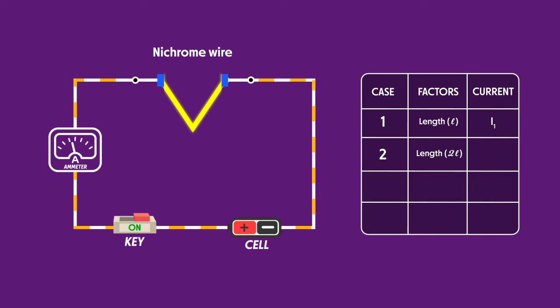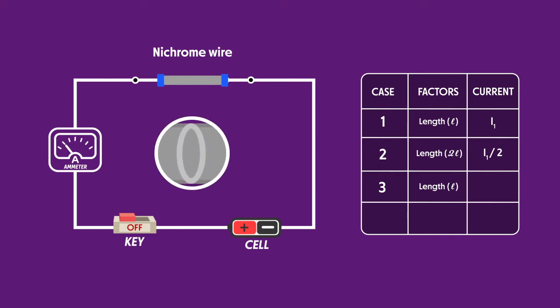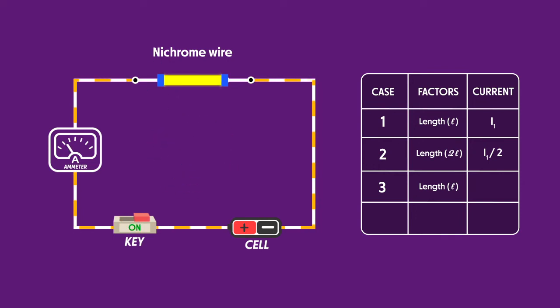We observe that the ammeter reading decreases to 1/2. That is, current decreases when the length of the wire is doubled. Now we replace this wire by a thicker nichrome wire of the same length L. A thicker wire has a larger cross-sectional area. Then we again note down the current through the circuit for the thicker nichrome wire. We observe that the ammeter reading increases, that is, current increases, when we use a thicker wire of the same material of the same length in the circuit.